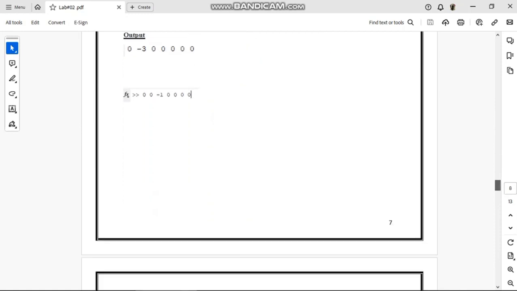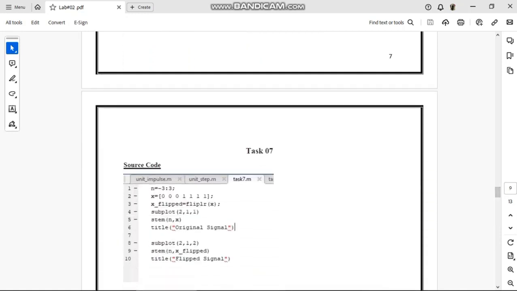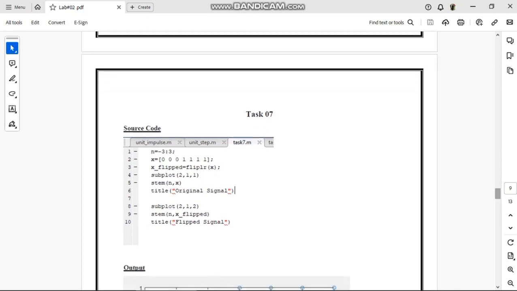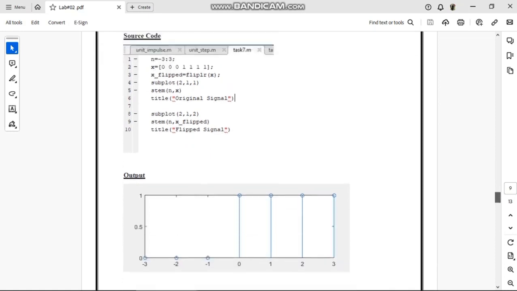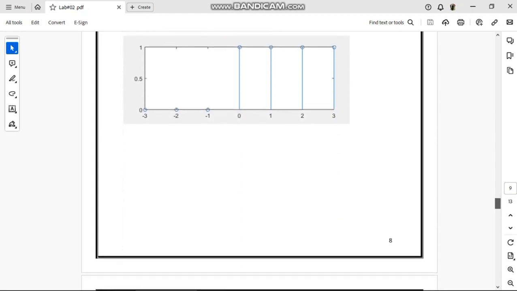shown in the figure. In task 7 we have to flip our signals, meaning that the negative side values will be flipped to the positive side and the positive side values will be flipped to the negative side. In this I have n is equal to -3 to 3, x is equal to a signal which is 0 0 0 and theta 1, and we have used the subplot command also, stem command, to plot the following signal. Then I have given the title, the original signal. Then again the flipped signal title has been given to the second figure. The following is the output.